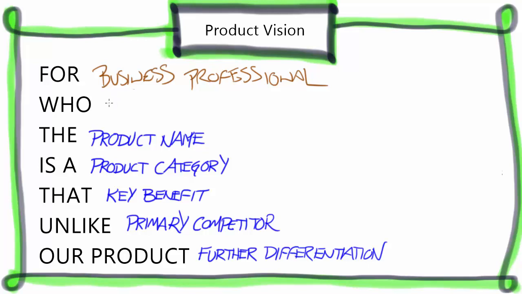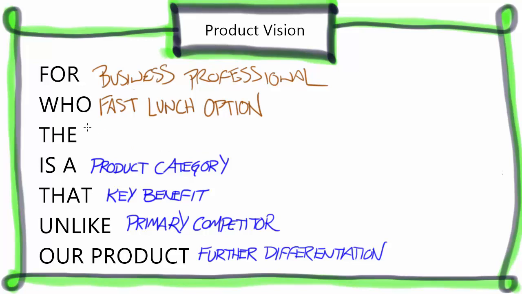For the who, we're identifying a statement of need. So business professionals don't want to wait very long for lunch, so they need a fast lunch option. With the who, we're really identifying a key need, or what would be the top priority need of the particular audience. For the what, we're putting in the actual name of the product or the business or the service that we are creating. In this case, we're calling it Thai Express.